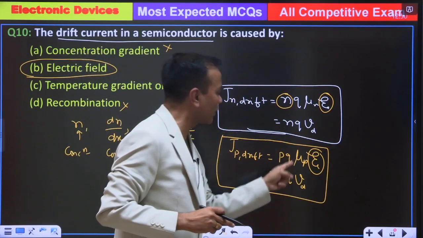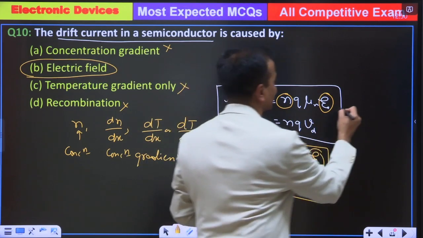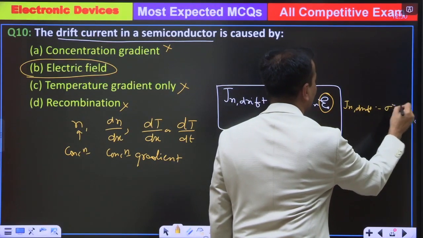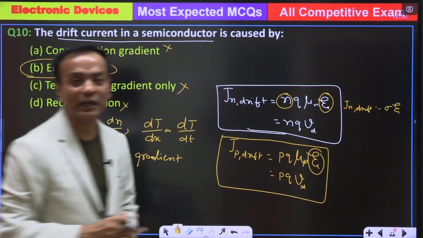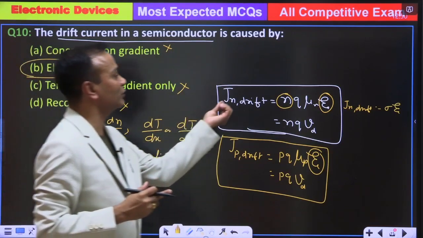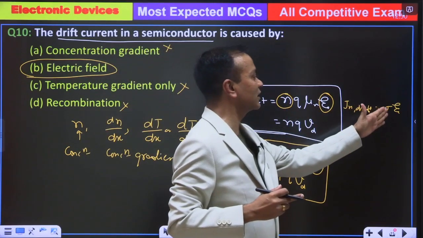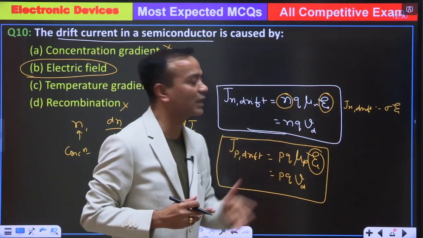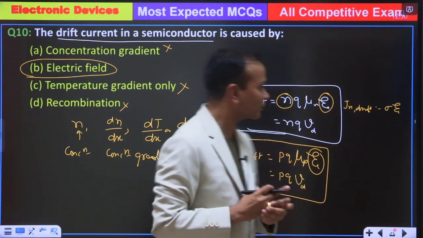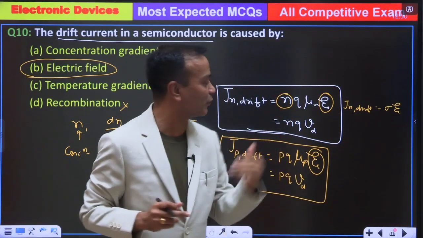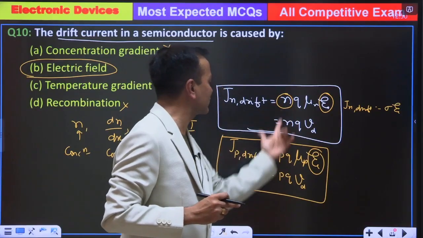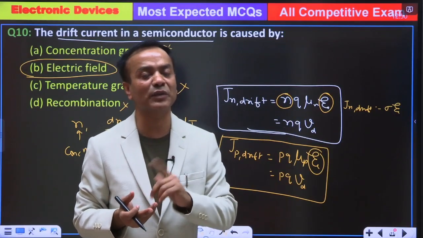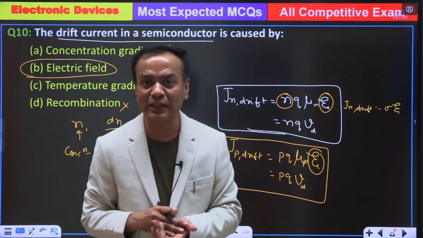Then it depends upon the mobility, or even here we can say that this J in drift can be written as sigma into E. So this sigma is called the conductivity of the material. So J in drift also depends upon sigma. Now this sigma is a function of mobility as well as concentration. So if the temperature changes, mobility will change. If the mobility changes, then this drift current density also will change.